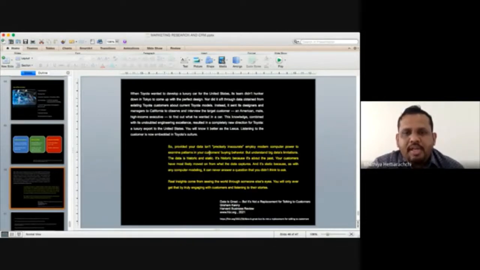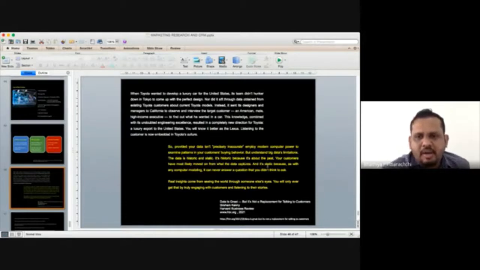So provided your data is not inaccurate, employ modern computer power to examine patterns in your customers' buying behavior, but understand big data's limitations. The data is historic and static. So what you have as data is historic and static. For example, you might have data about a customer who has been running a small tourist hotel. So his historical data is excellent, but it is not telling you how he will fare next year, because the context has changed. It's historic because it's about the past.